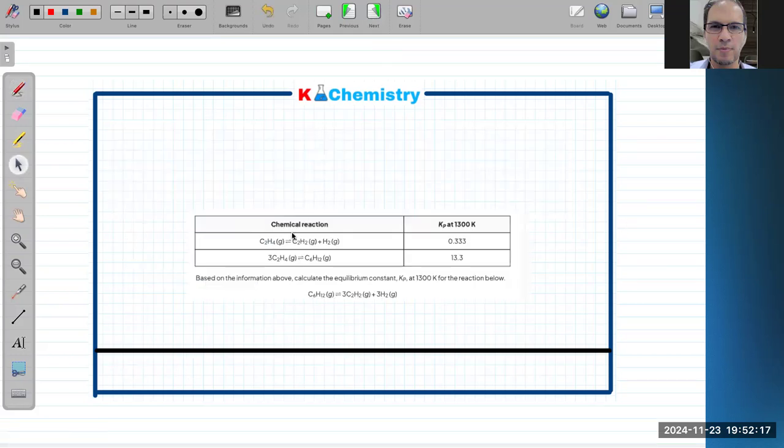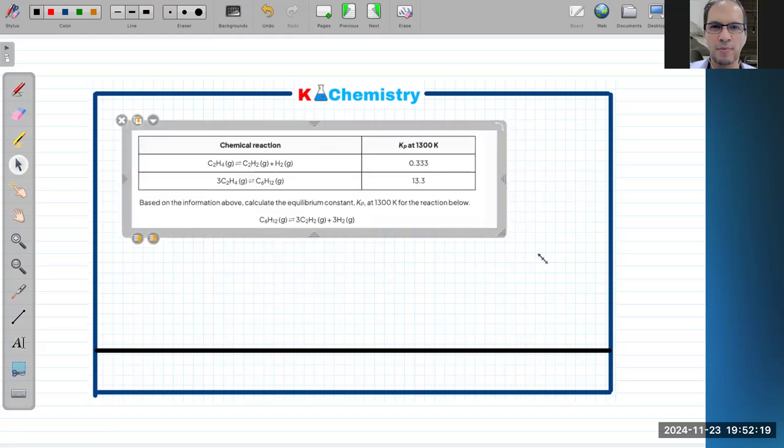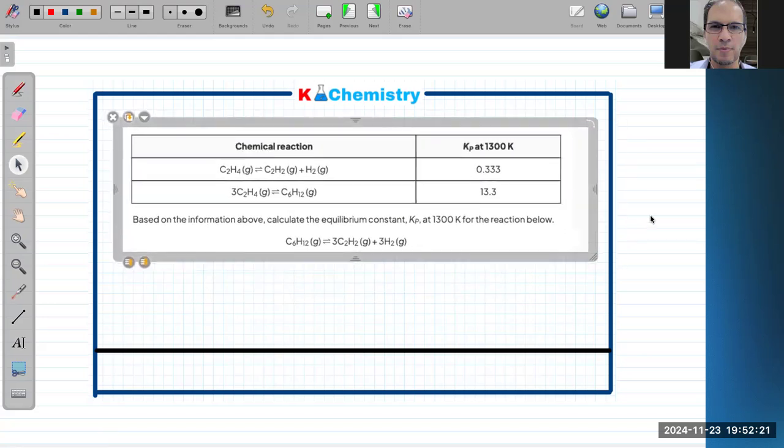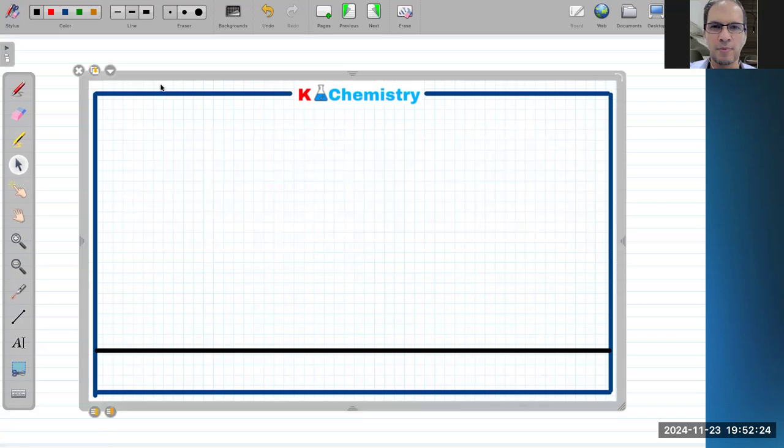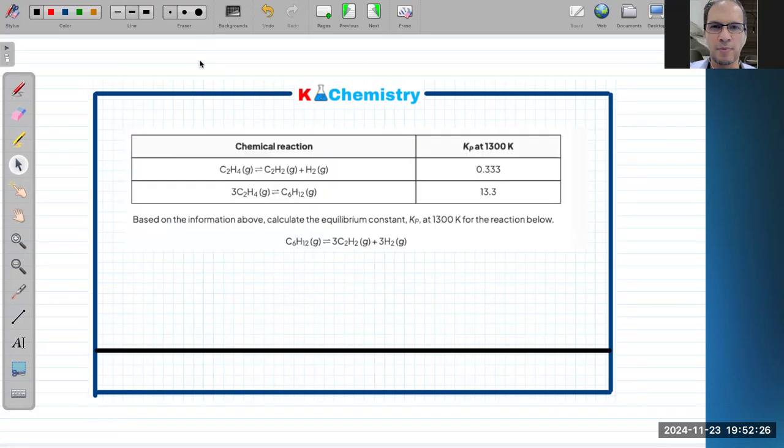One more example here, the C2H4 reacted to form C2H2 and H2. This is the Kp for it at 1300 Kelvin. And for the second equation also, this is its Kp. Calculate the equilibrium constant Kp at 1300 for the reaction below. So I need to know which reaction I need to use from this. So this is C6H12 forms 3 C2H4. So I have two combined Kp's here.